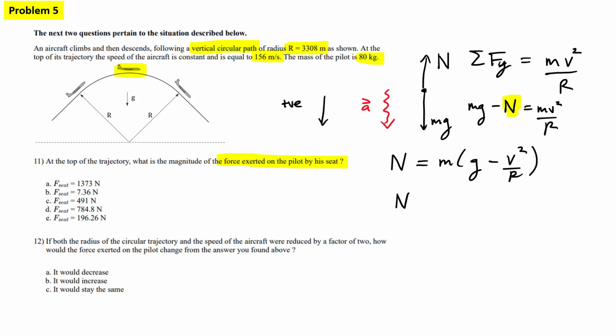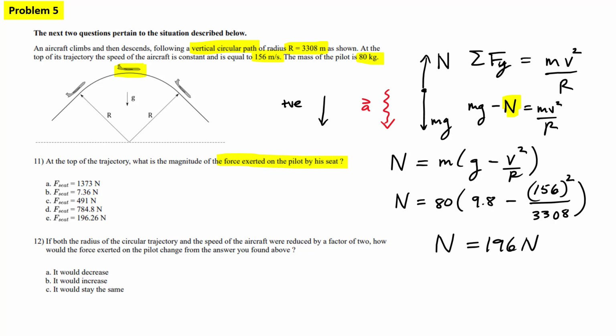So now all you have to do is substitute our values. The mass of the pilot is 80. Little g is 9.8. And then the speed is 156. Don't forget to square that value. And then divided by this radius, 3308. That's already in meters. All right, I put those numbers in the calculator, and I got a value of 196. Let's just call it 196 newtons. All right, you go look at the choices. Clearly the best choice for this one is choice E.